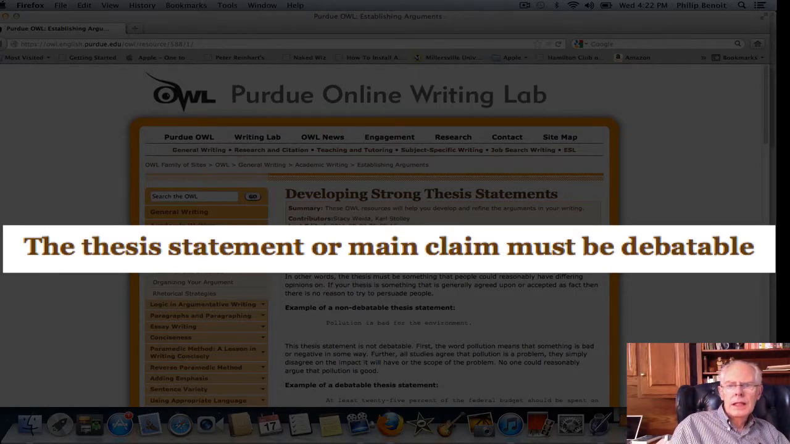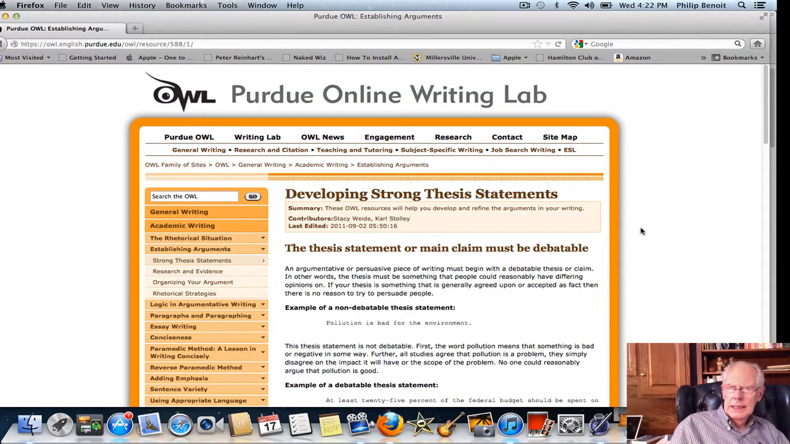It says the thesis statement or main claim must be debatable. Now, that's something people often lose sight of when they haven't thought through what a thesis statement is and what an academic piece of argumentative writing is trying to do. It's trying to establish a point of view, essentially. And to do that, it needs to have a claim that reasonable people could differ on.